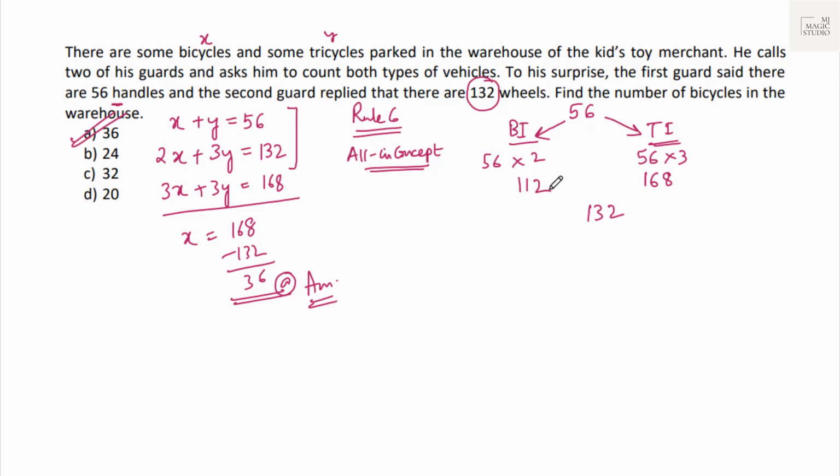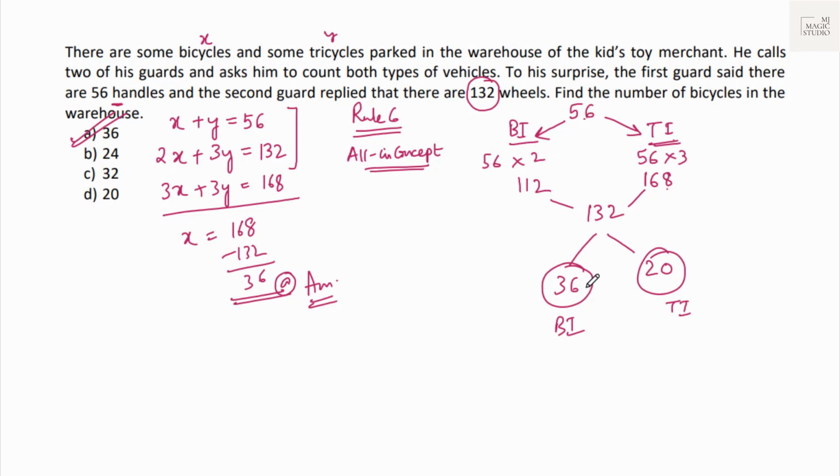wheels. If all are bicycles, we should have 112 wheels. If all are tricycles, we should have 168 wheels, but we have got 132 wheels. The butterfly diagram on these wheels will give us the ratio of number of bicycles and tricycles. Let's see how. Difference between 132 and 112 is 20. Difference between 168 and 132 is 36. You can see 36 plus 20 is 56. Isn't it? We have got 36 bicycles and we have got 20 tricycles.